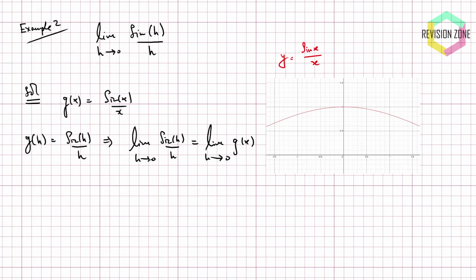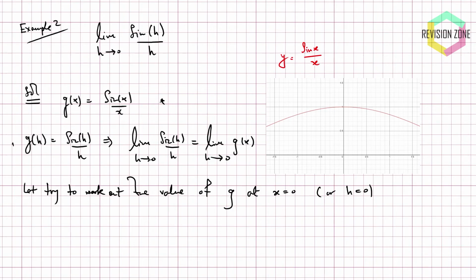Once we have this, one way of working it out is to try to work out the value of g at x equals 0 or h equals 0, depending on how you want to be thinking about this. It's the same function. So let's put 0 in. When we put 0 in, we get sine 0 over 0. The fact that there's a 0 in the denominator should already tell us there's a problem. But even if we evaluate it without worrying about that, we get 0 over 0. This is clearly undefined, as we know.